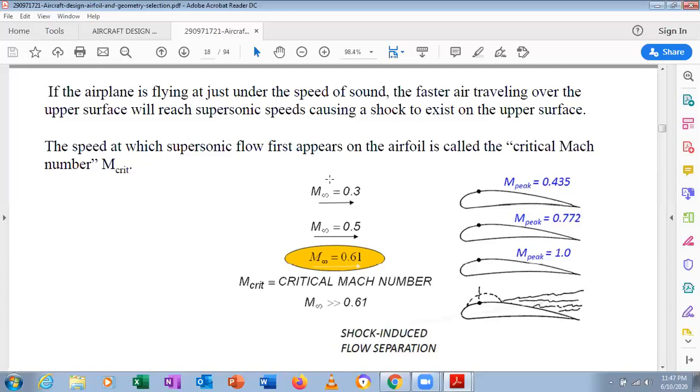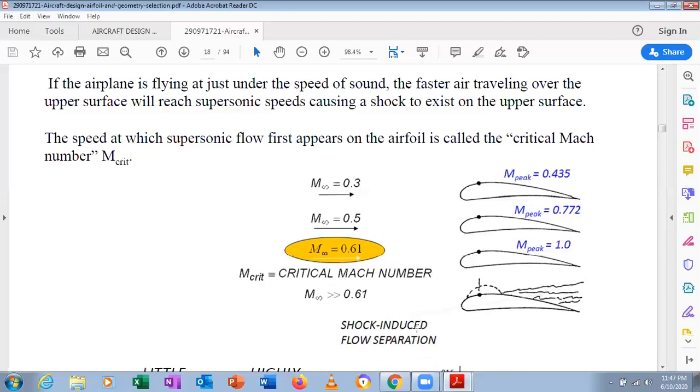For example, M infinity is 0.3, that is called the free stream Mach number, and this is the free stream Mach number 0.5, and M critical should be greater than 0.61. This is the point where M is equal to 1, and from this point onward there will be a supersonic flow. You can see a bubble formation there, and after that point there will be supersonic flow.